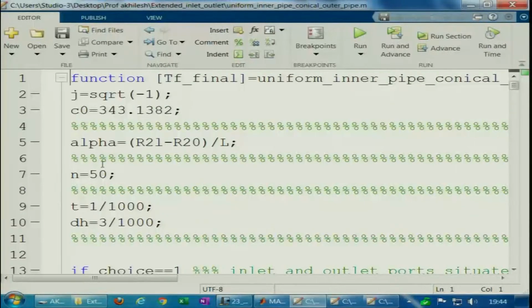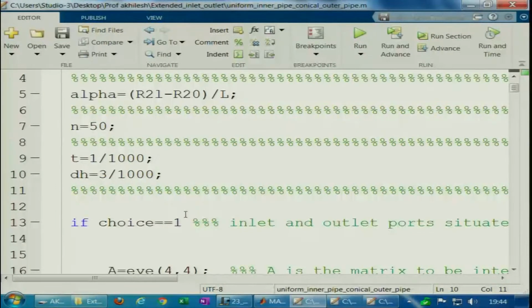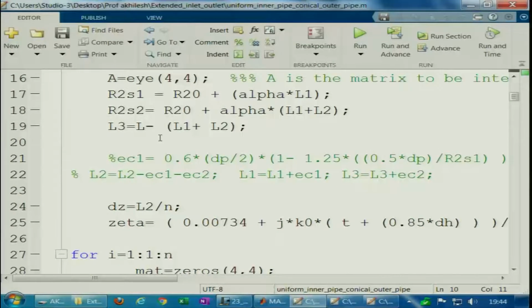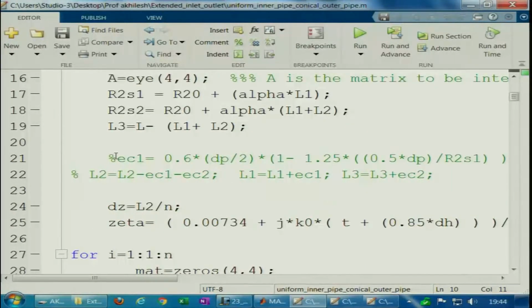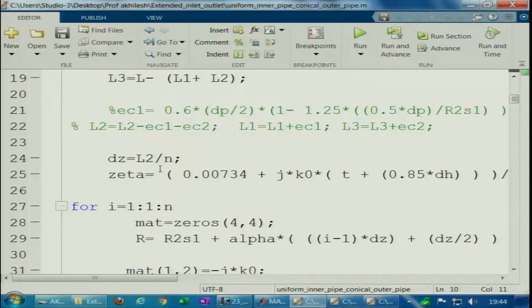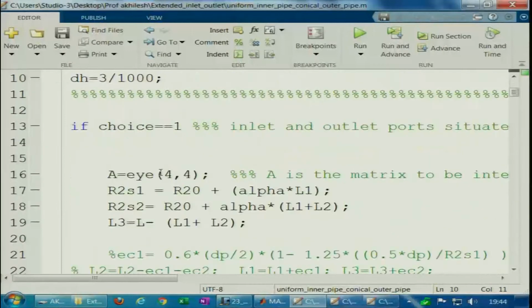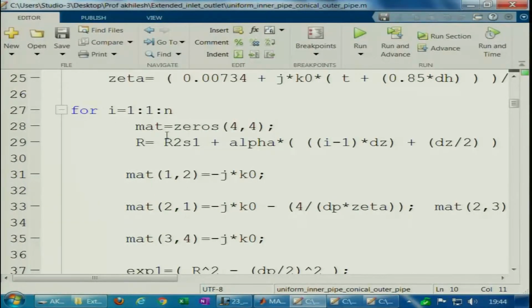So, we are dividing the length L, the gradually varying area duct, into say 50 segments of small lengths, over which 1 by S into dS by dx will remain constant. Thickness and diameter of the perforated pipe, and choice 1 we are giving. And so, eventually these are some of the parameters that we play around with. Do not worry about the end corrections just yet, we just divide this into a number of parts here, and then define the transfer matrix for each segment.